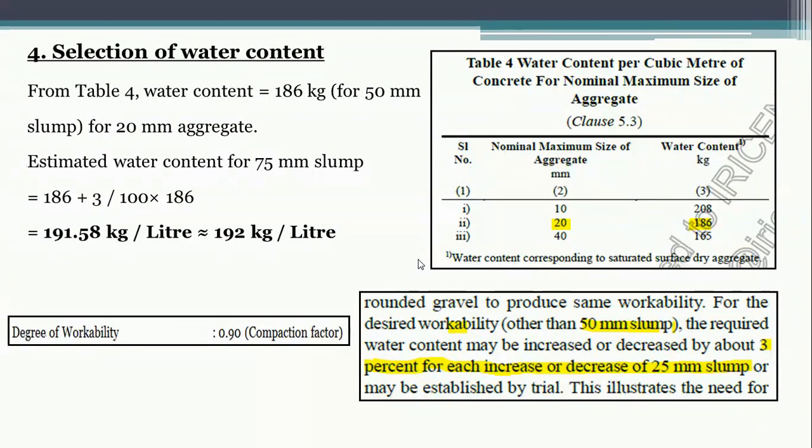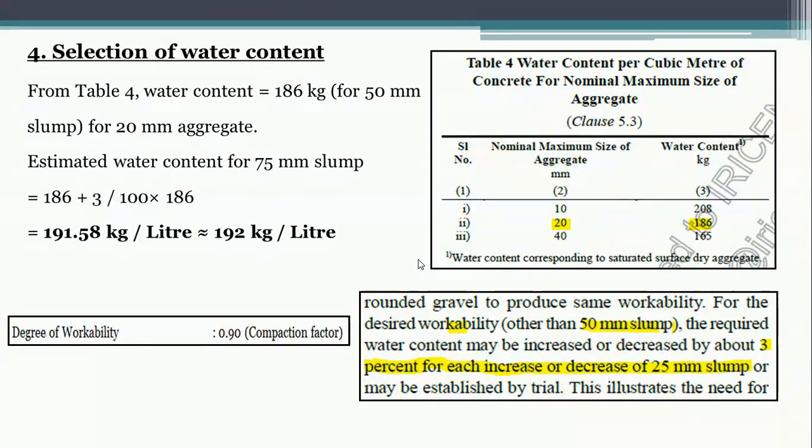So 186 for 50 mm plus the remaining for 25 mm. I have increased the water content by 3%, that is 3 by 100 of 186. If you calculate, you will get 191.58. So I have rounded off to 192 kg per liter.